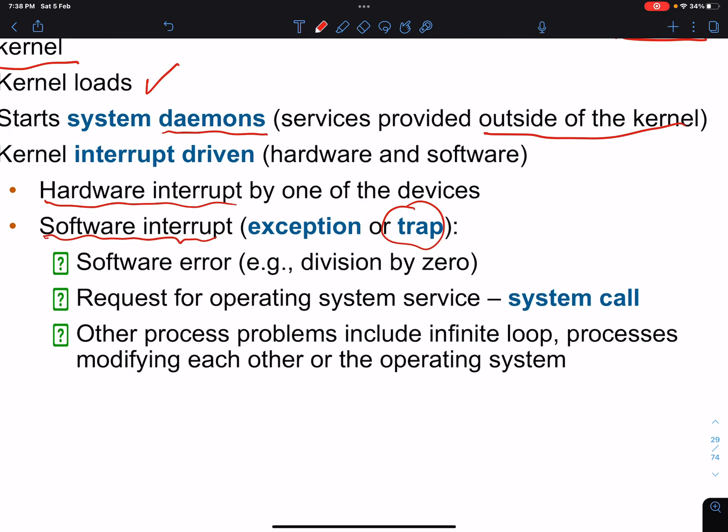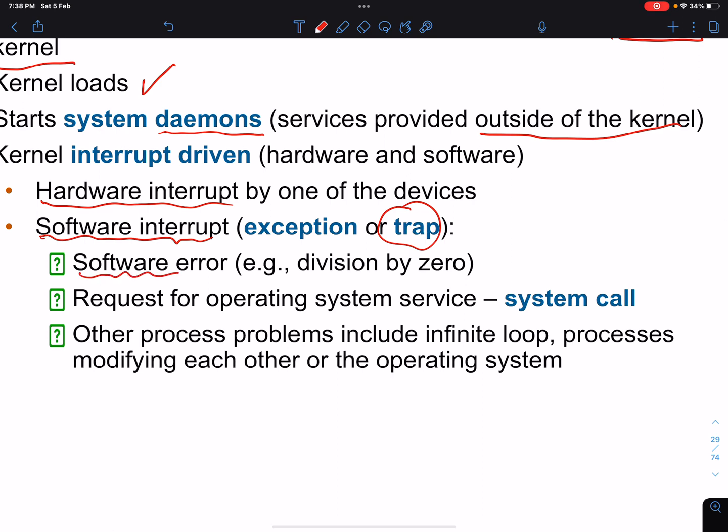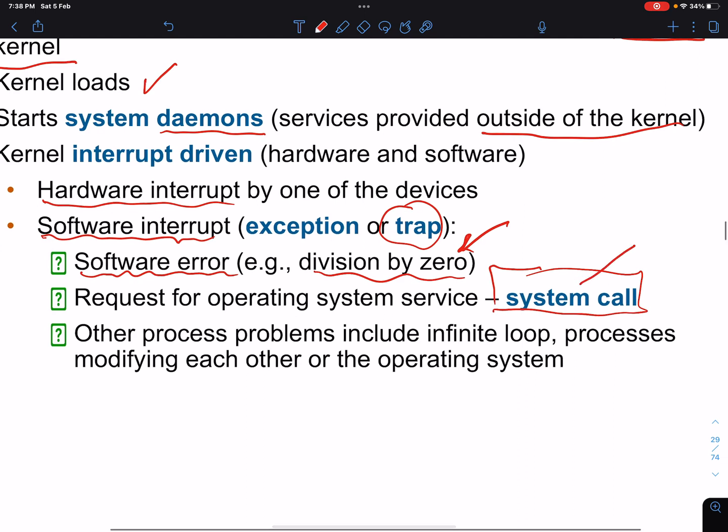So a trap would happen if you have a software error like dividing by 0, as an example, okay? Or you can also request an operating system service, a system call. So you need an interrupt here, okay? So this is an interrupt with a trap, an error that happened. This is an interrupt based on your request. You need a system call. And it happens all the time, by the way.